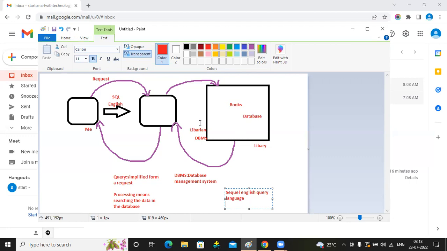In future videos, I will explain what is the hierarchical and network database system, the procedure of DBMS, and the purpose of using DBMS and so on.